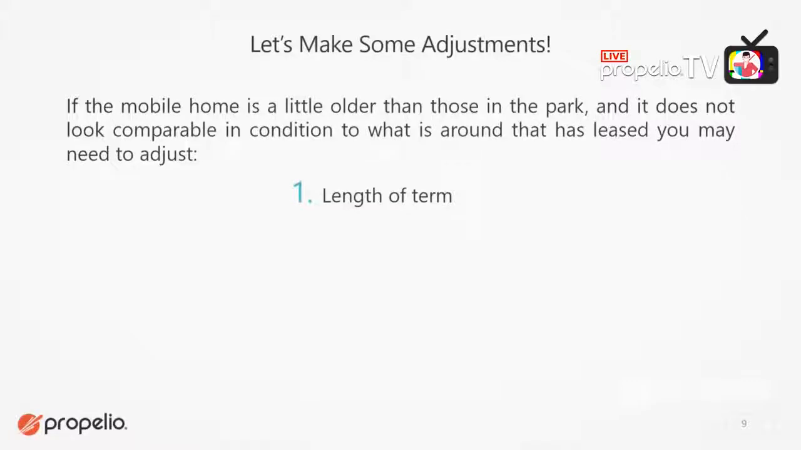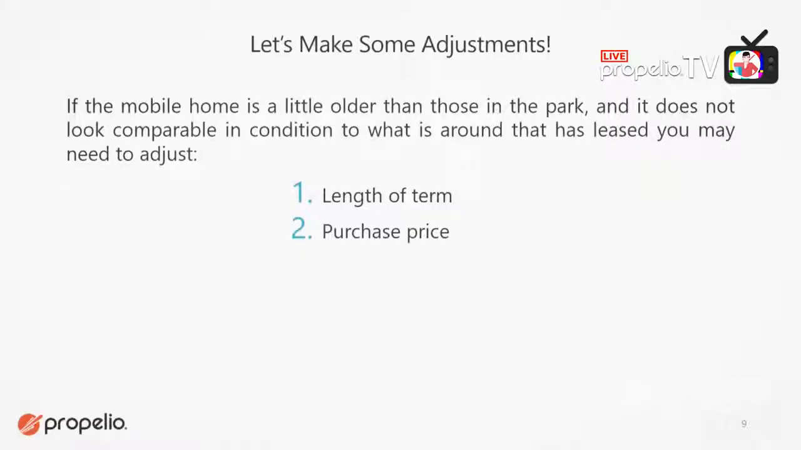If the mobile home is a little older than those in the park, and it does not look comparable in condition to what is around that has leased, you may need to adjust the length of the term. Remember before I said it was going to be a 5-year note? Well, maybe I'll be able to talk to these people and say, you know what, let's do a 4-year note and we'll reduce the purchase price. Because if I make these payments the exact same and I don't change my payments, I just reduce the number of years that they're paying me down to 4 from 5. Instead of it being $28,000, let's say it's $23,000 or $22,000. I might be able to get away with that because the homes are not as nice as the apartments or houses nearby.